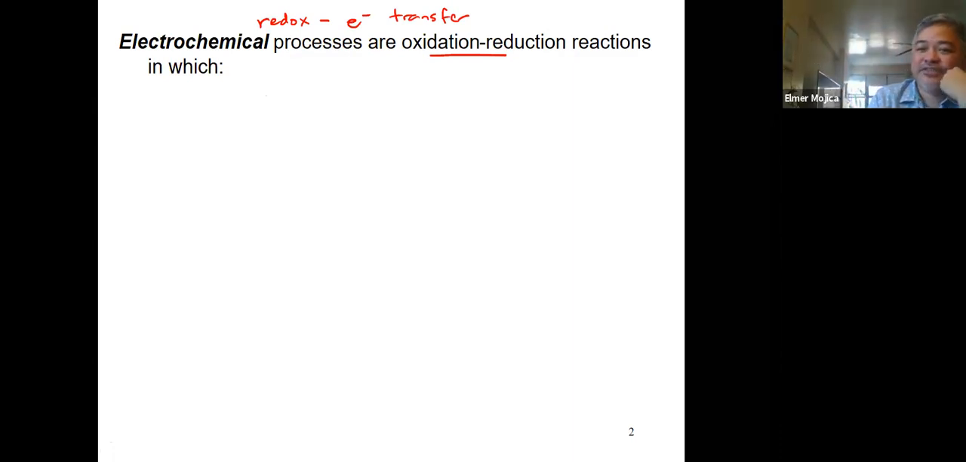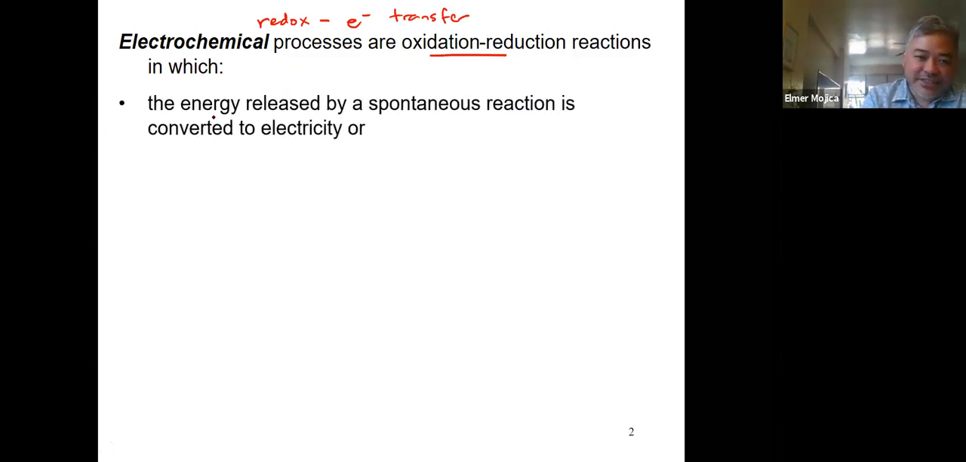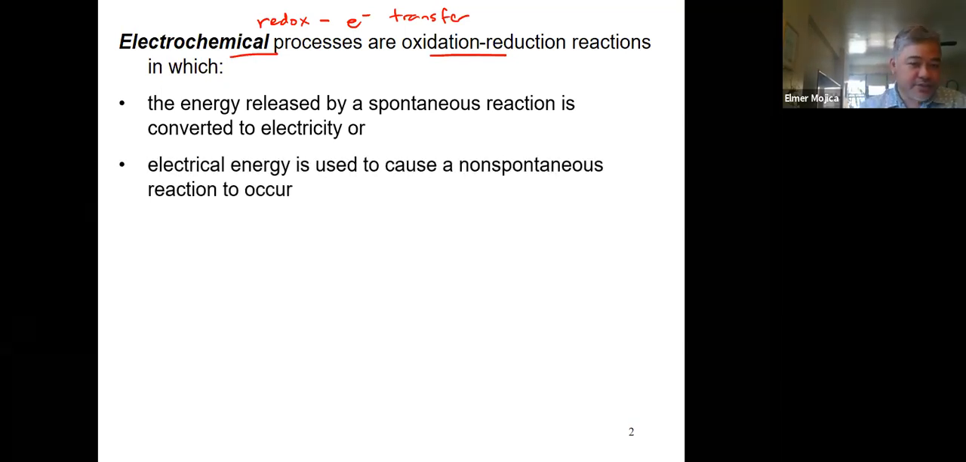Okay? So when you have an electron transfer, you gain and lose an electron. You lose an electron, somebody will gain it. Okay? And in these electrochemical processes, there are 2 things that happen. Either the energy is produced by a spontaneous reaction, or you need electrical energy to cause a non-spontaneous reaction to occur. So a spontaneous reaction produces electricity, or you use energy to run a non-spontaneous reaction. That's what you're going to do in the last experiment.